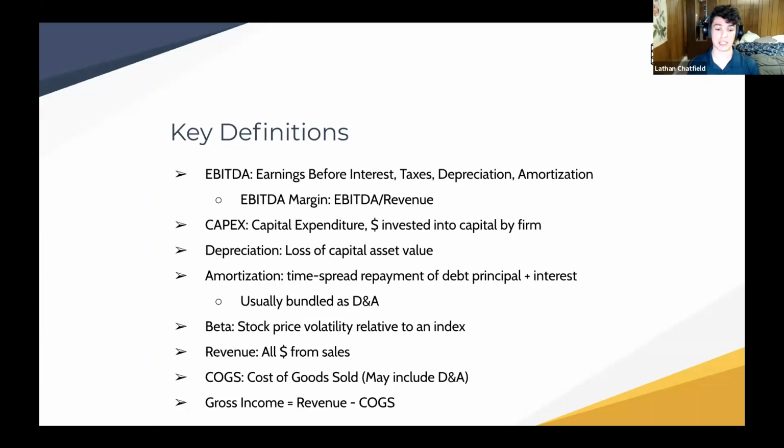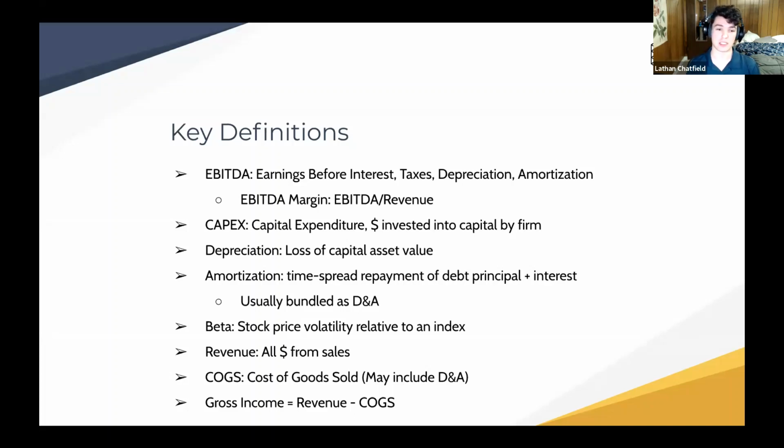Also very important is revenue, which is all cash the company receives from sales and other business operations. So revenue does not include cash the company receives through equity or debt financing. COGS, cost of goods sold, which may include D&A costs in it. And then you can also find gross income by subtracting COGS from revenue.